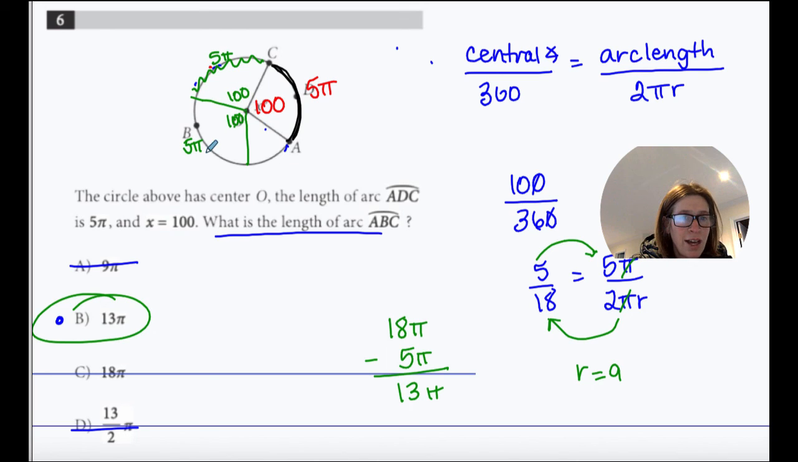Well, half of 100 is 50 degrees. So half of 5 pi is 2.5, which would mean that 60 degrees would have to give me that additional 3 pi, so 13 pi.